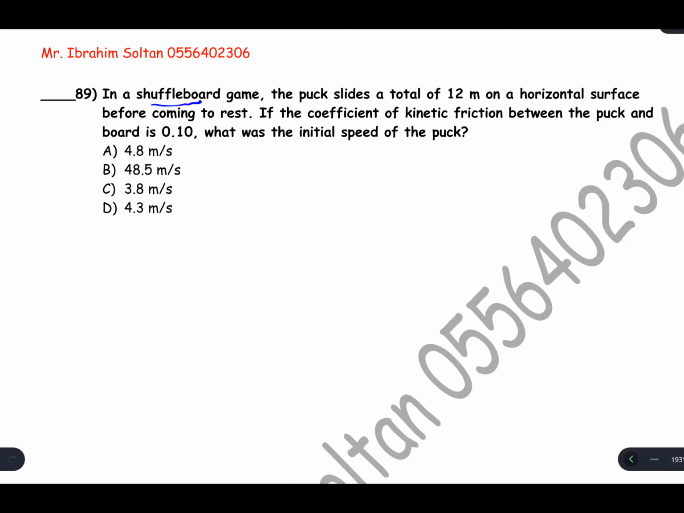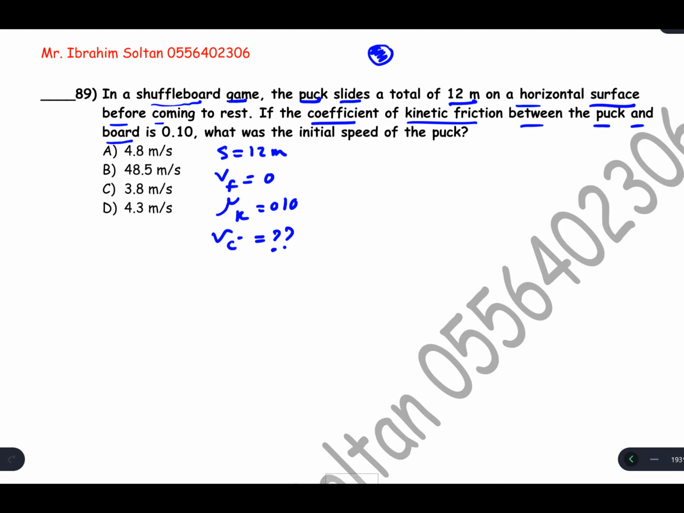In a shuffleboard game, the puck, the small cylinder, slides a total of 12 meters, so you have s equals 12 meters on a horizontal surface before coming to rest, so v final equals 0. If the coefficient of kinetic friction between the puck and board is 0.10, so mu k equals 0.10, what was the initial speed? So you need to know the initial speed. To know it, you need to calculate the acceleration, right?